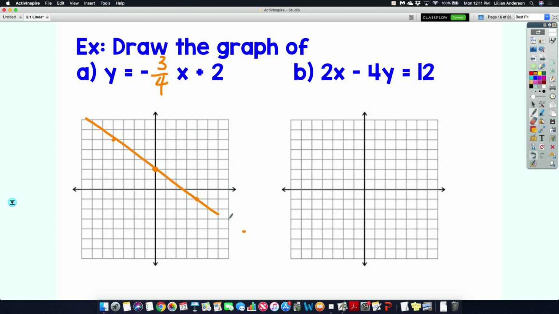How many points do I need to draw a line? Only 2. So really truly, I could have stopped after that first one and just connected them.